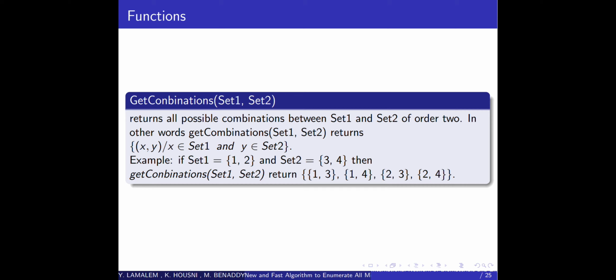For example, if set 1 contains nodes number 1 and number 2, and set 2 contains nodes number 3 and number 4, then the possible combinations are a set that contains number 1 and number 3, a set that contains number 1 and number 4, a set that contains number 2 and number 3, and a set that contains number 2 and number 4. These are the possible combinations.